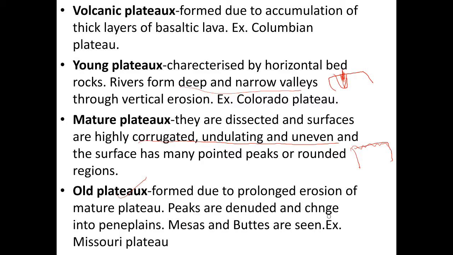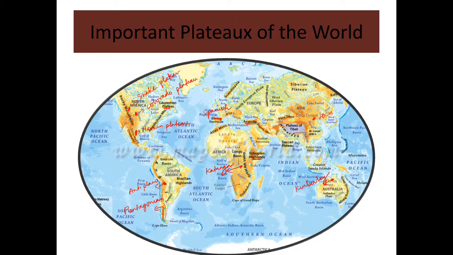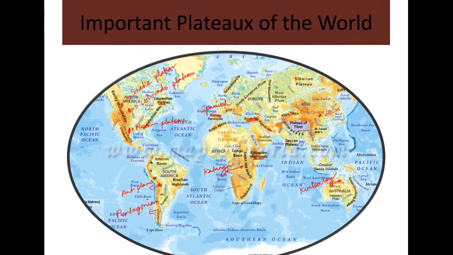Peaks are denuded and change into peneplains. So these old plateaus are denuded for continuous time and form peneplains. The height of the plateaus is reduced and mesas and buttes are seen. In some regions mesas or buttes are slightly elevated. This is sea level, and this is the plain region, but a single landform structure like that is seen. These are mesas or buttes, for example the Missouri Plateau.